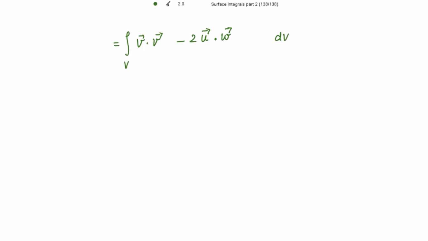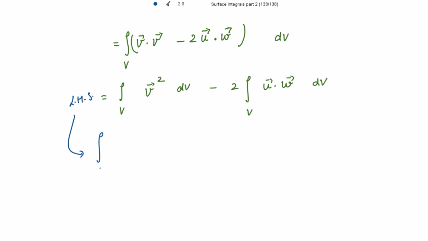dv, right? Okay. So this is further equal to the volume integral of v vector dot product with v vector dv minus twice of volume integral of u vector dot product with w vector dv. And dot product of v vector with v vector is v vector square. Now on the left hand side, we are having this surface integral, that is the surface integral of cross product of u vector with v vector dot n vector ds, right? And this is equal to this right hand side.